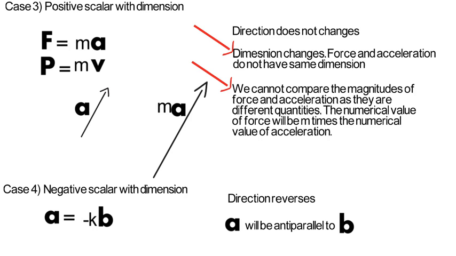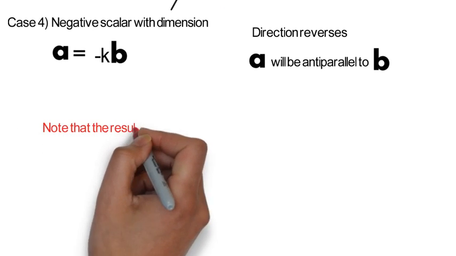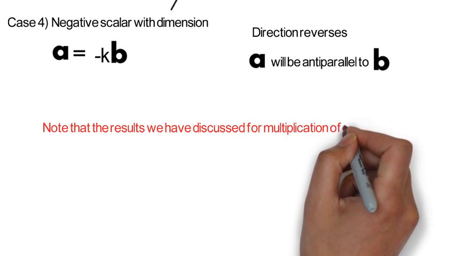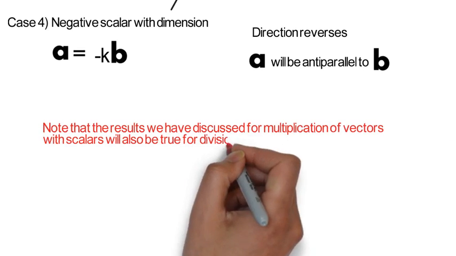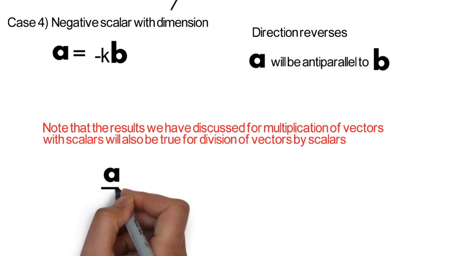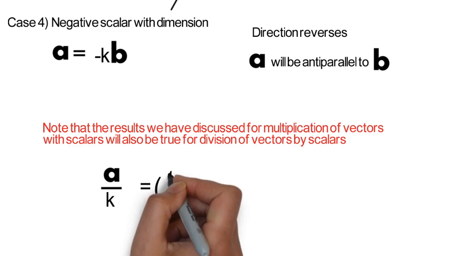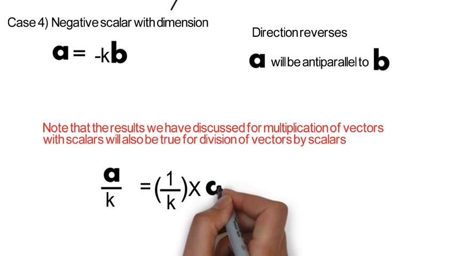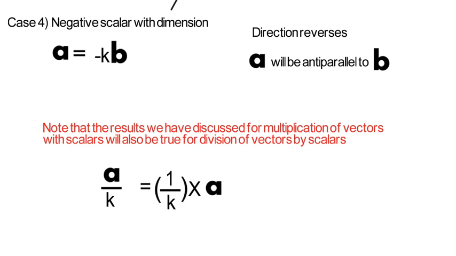be different physical quantities. Note that the results we have discussed for multiplication of vectors with scalars will also be true for division of vectors by scalars. This is because any division can be written in form of multiplication. For example, a vector divided by k can be written as 1 by k into the vector. Thus a vector divided by k is nothing but multiplication of 1 by k with a vector, where 1 by k is a new scalar. So all the cases we have discussed above for the case of multiplication will also be true for the case of division of vectors by scalar.